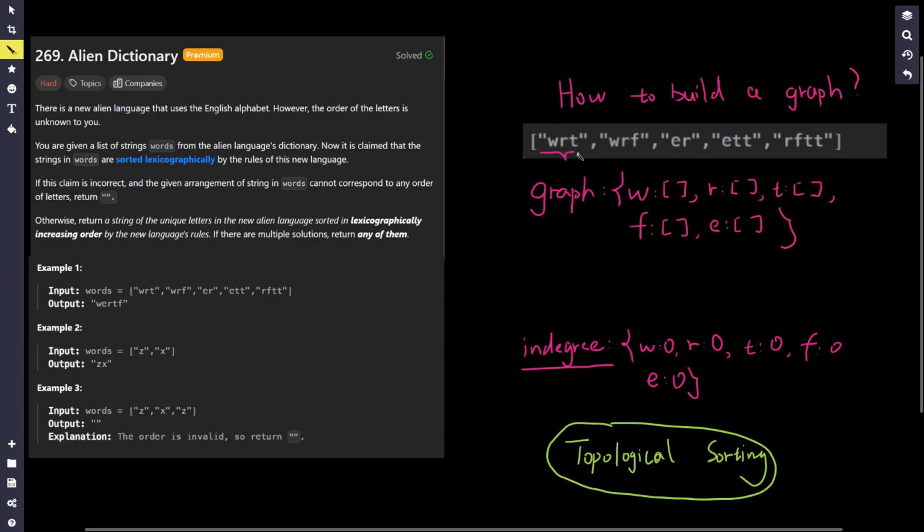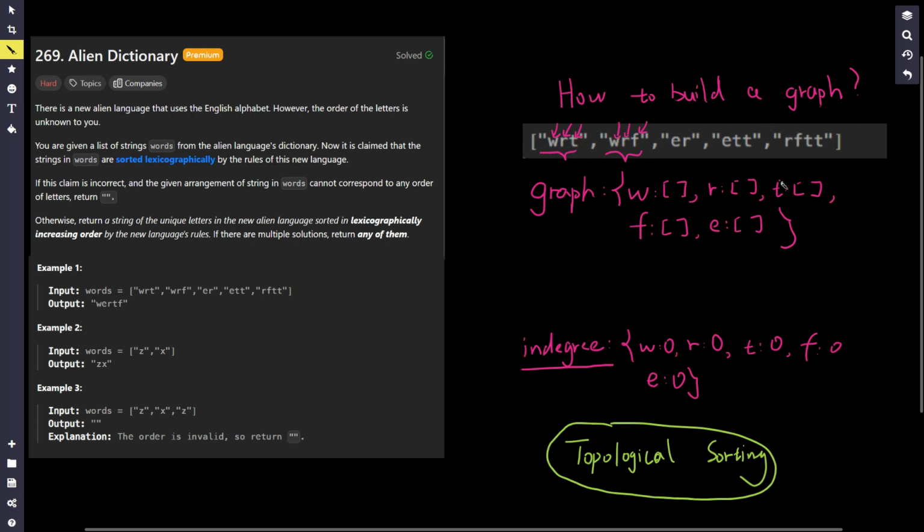Every time, we compare the current word and the next word, and we need to scan the letters inside them. At first, we have W and W, they are the same. We move to the next letter. R and R, they are the same. T and F, they're different. That means T is above F, so T is pointing to F.